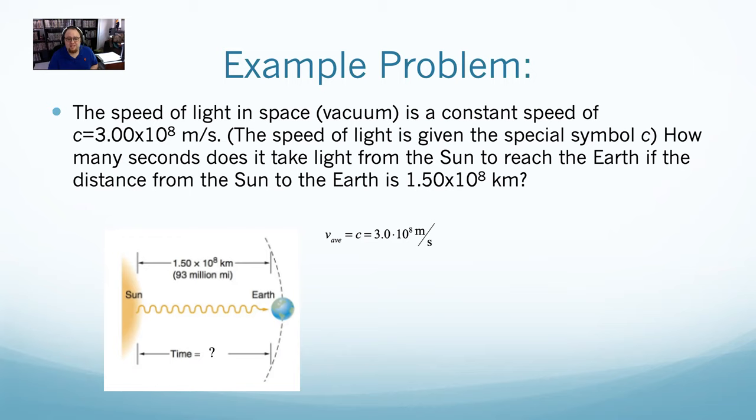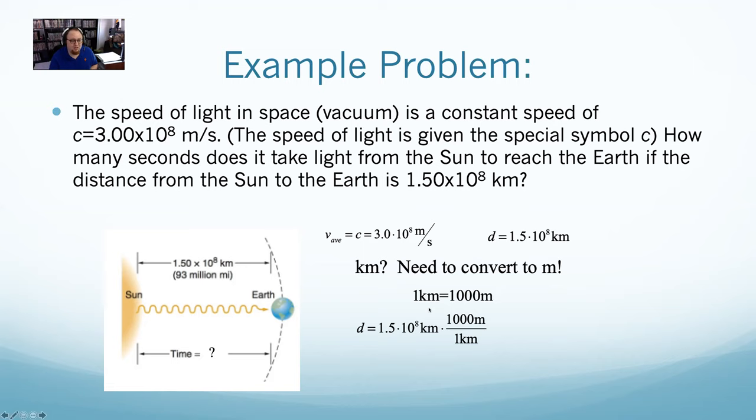Now I'm saying the distance from the sun to the Earth is 1.5 times 10 to the 8th kilometers. That's the displacement. That's how far between them. But I look at this number, 1.5 times 10 to the 8th kilometers. That's in kilometers. I don't want to work in kilometers. I want to work in meters. Well, I happen to know that 1 kilometer is 1,000 meters. So I'm going to convert this displacement. And I'm going to say my displacement is 1.5 times 10 to the 8th kilometers times a ratio that cancels out kilometers to get meters.